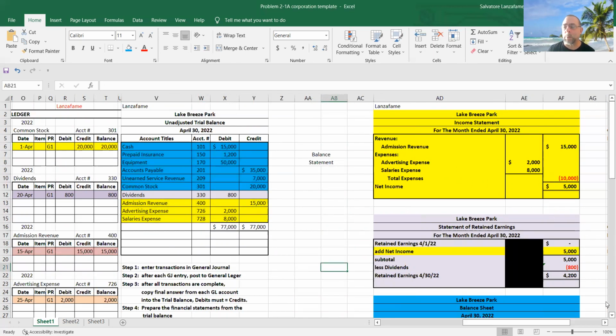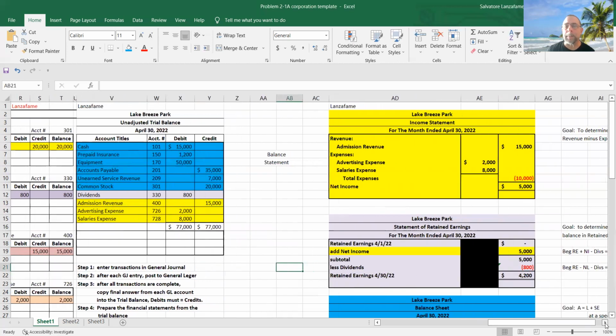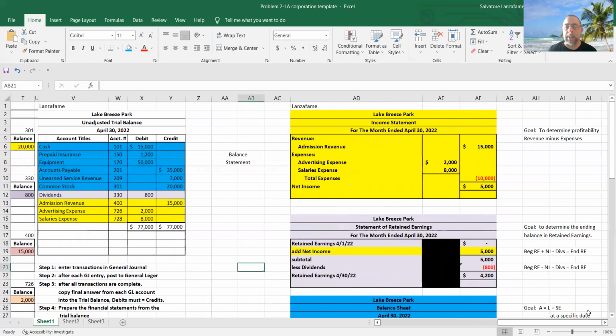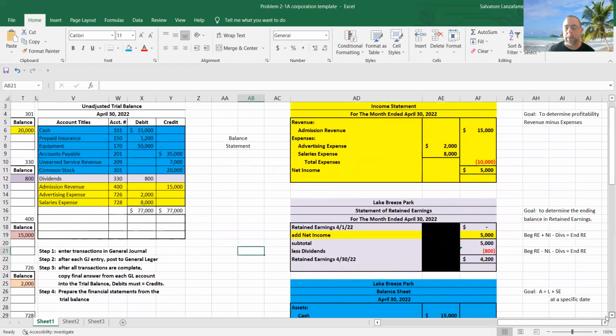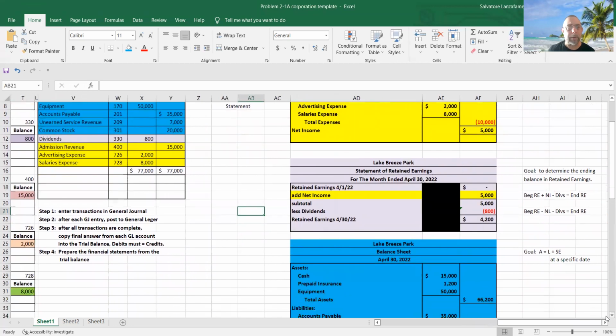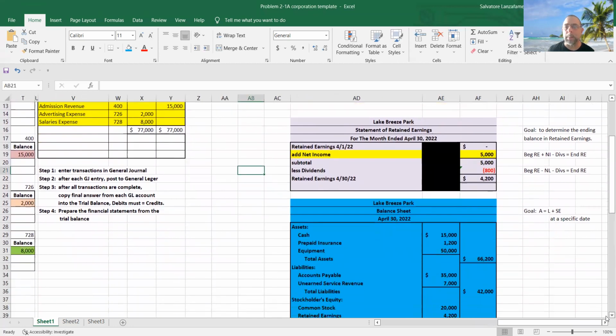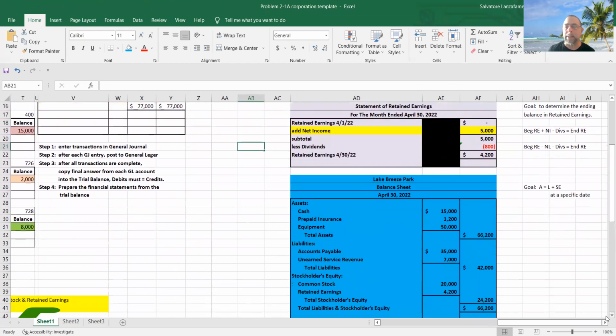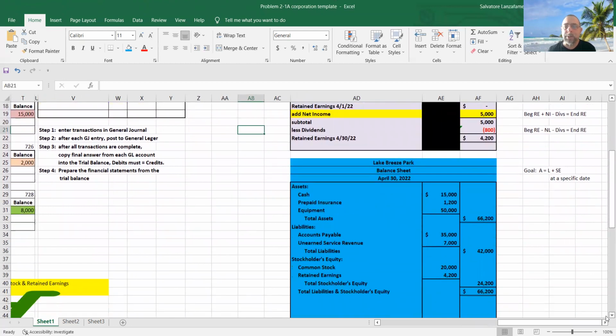We did an income statement, revenue minus expenses, and came up with net income. We then took that net income and brought it into our retained earnings statement, added it to our beginning retained earnings, subtracted out our dividends, and ended up with ending retained earnings. We then set ourselves up very nicely to do a balance sheet. In the balance sheet, the goal was to figure out, do our assets equal our liabilities plus our stockholders' equity? Our assets added up to 66.2. And fortunately for us, when we added our liabilities and our equity, it also added up to 66.2.